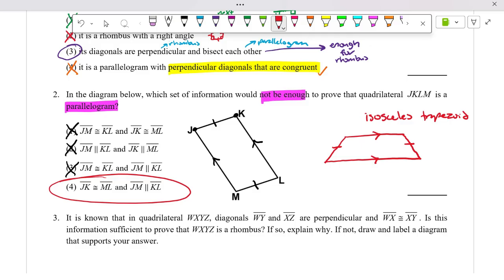Because just because they're parallel does not mean that they're the same length. That's why we can show that if the same two sides are both congruent and parallel, that means that if we connected them, so here and here, that's clearly a parallelogram. Does that make a bit more sense?